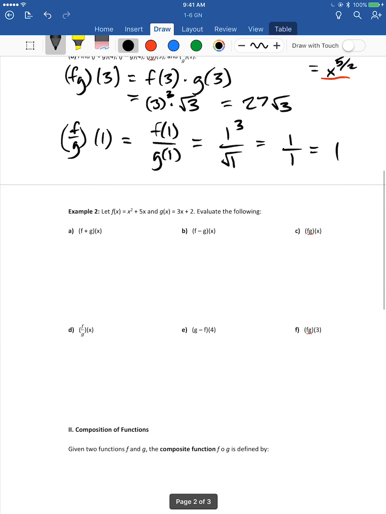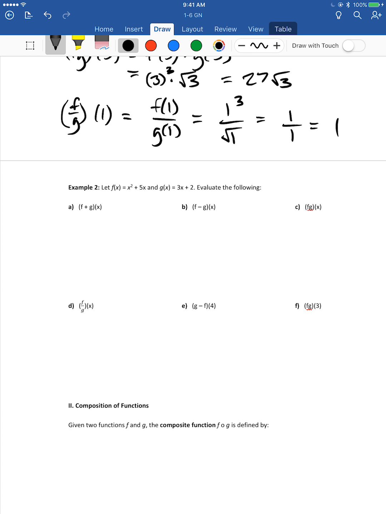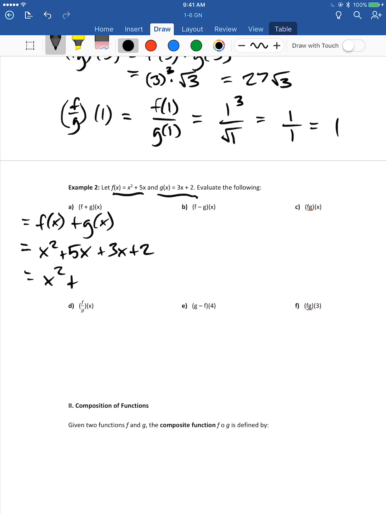Let's go on to example 2. We have two new functions this time. Read the problem. f plus g of x is the same as f of x plus g of x, which is, we plug in what we're told, f of x is x squared plus 5x, and g of x is 3x plus 2. Simplify this, combine our like terms, and so f plus g of x is x squared plus 8x plus 2.